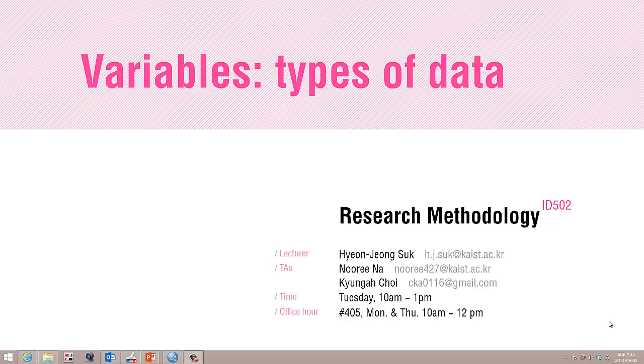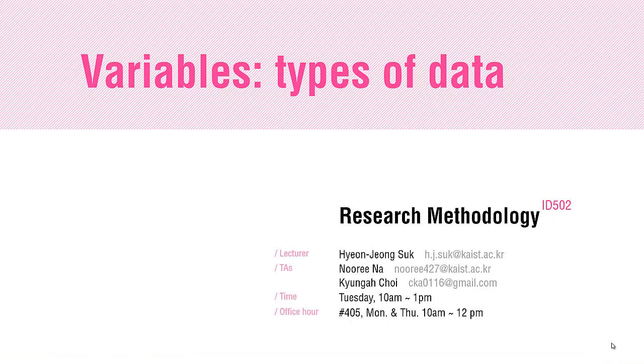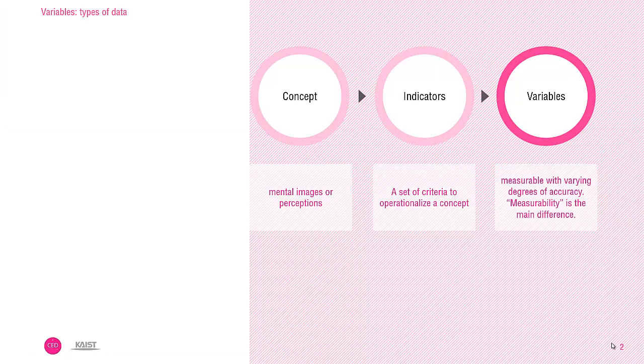Hi, in this video lecture, we learn about variables. Variables are types of data. When you start a research, you have a certain idea. We call it a concept.